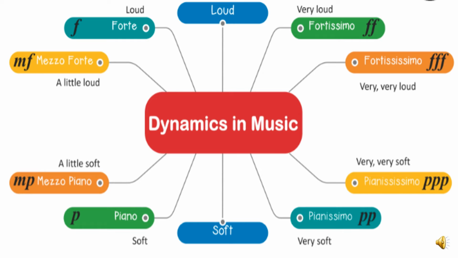At the bottom, you have the different degrees of soft dynamics. Piano, which means soft. You have that small P symbol. Mezzo piano, the small MP symbol. Very soft is pianissimo, the double P, and then pianississimo, which is the triple P, meaning very, very soft. And so students are able to look at this diagram and see the symbols for the Italian dynamics. They know what they are in English, and they're able to translate that to when they play or when they sing music and they see these dynamics written in the music.